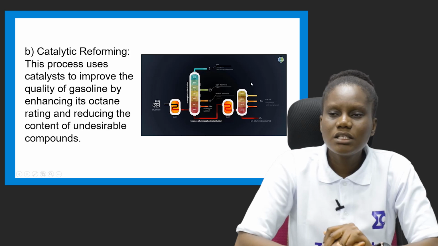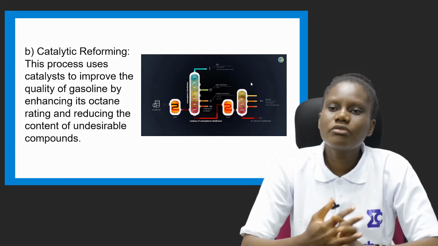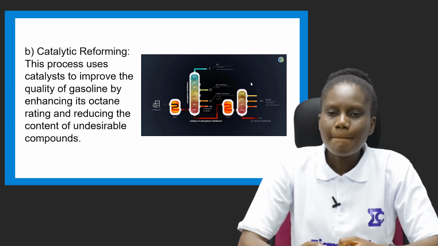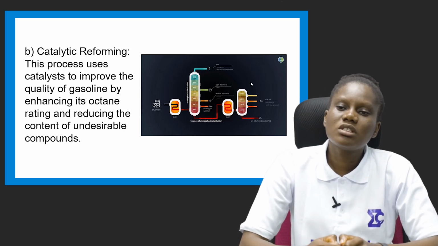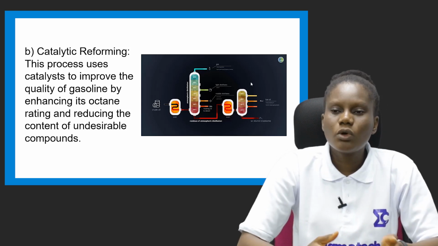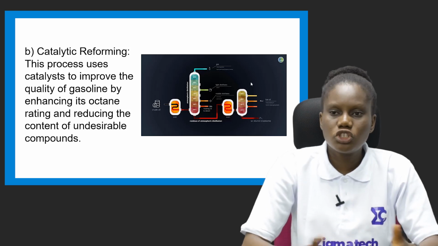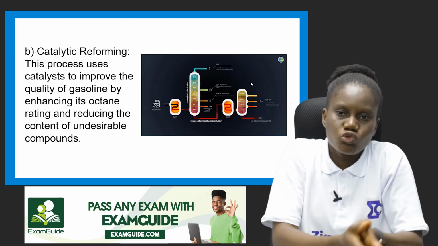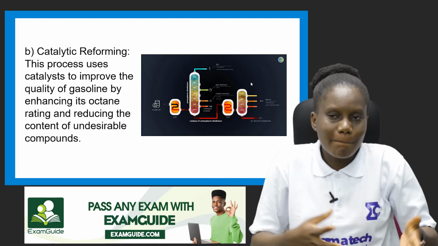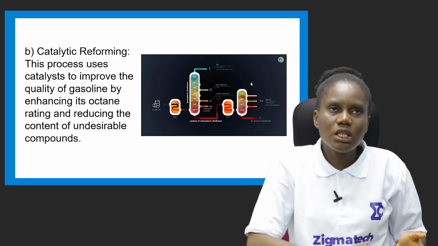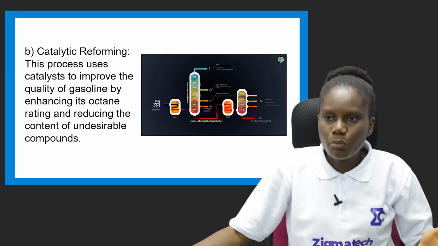Then the next is catalytic reforming. This process uses catalysts to improve the quality of gasoline by enhancing its octane rating and reducing the content of undesirable compounds. So what you use to check if an oil is pure or not is the octane rating. There's a way to check it. So this catalytic reforming helps to enhance its octane rating and also to reduce the content of undesirable compounds. And all these undesirable compounds are impurities in those oils or in those products.